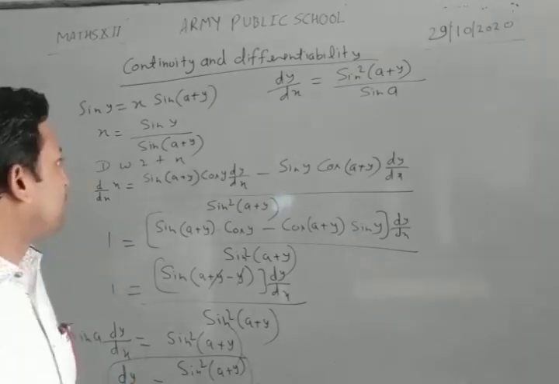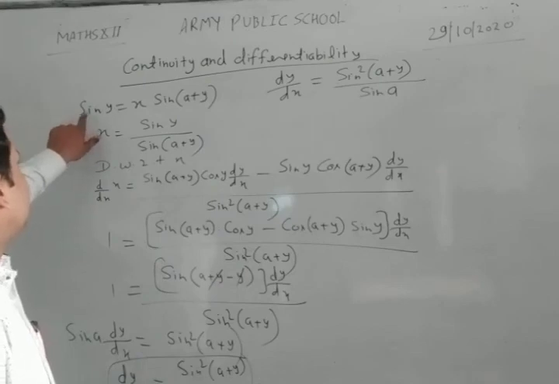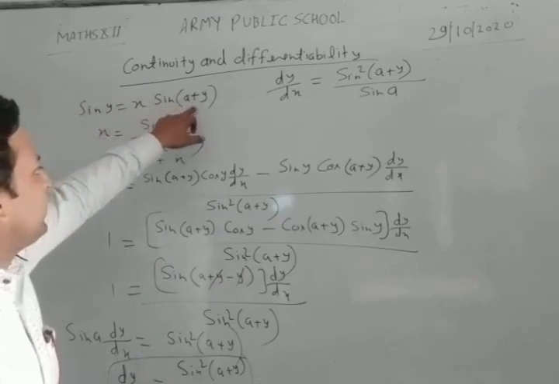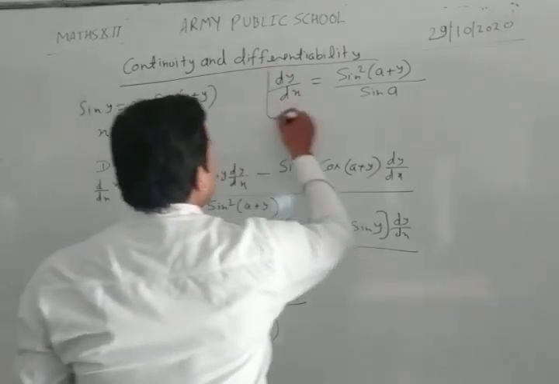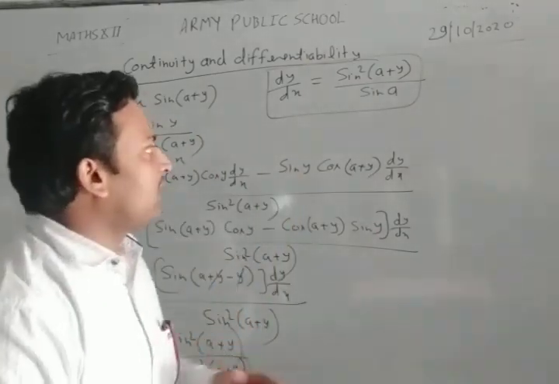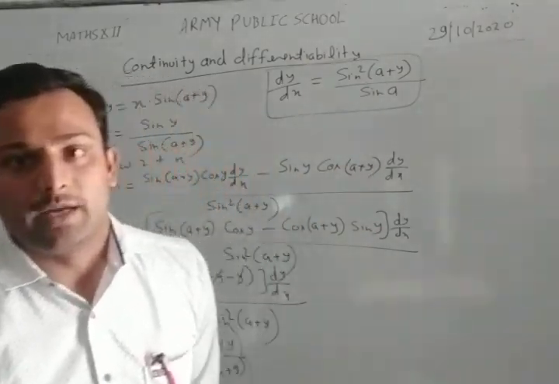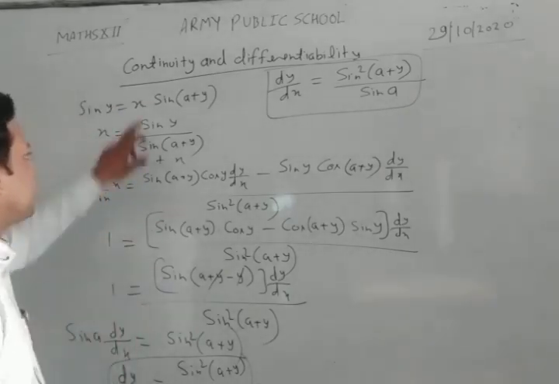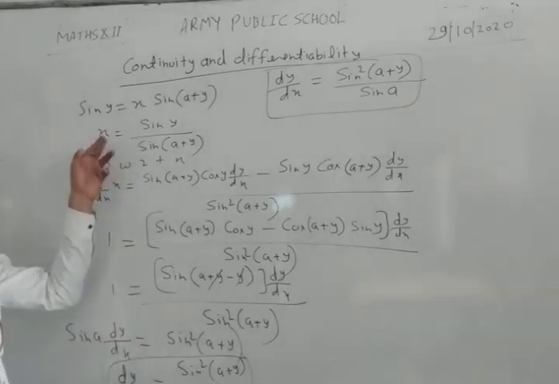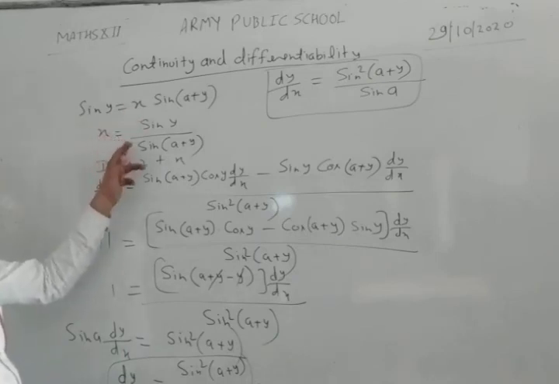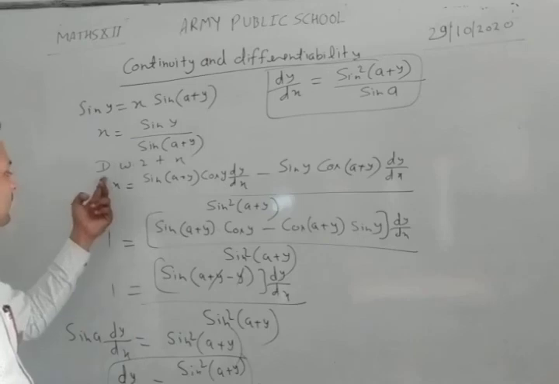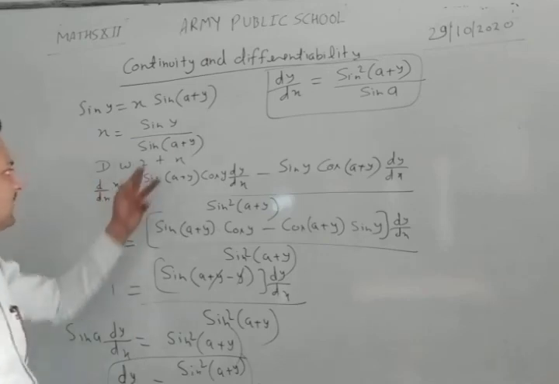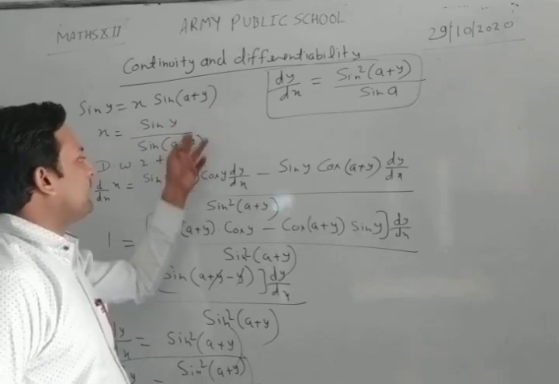Okay, so first our function is sin y is equal to x sin(a plus y), then we have to show that dy by dx is equal to sin square(a plus y) divided by sin a. We have to prove this. So what we have done, we have written this in the form of x is equal to sin y by sin(a plus y). We have sent this to the denominator, and differentiating this function with respect to x, the left hand side will be differentiation of x and the right hand side will be what? This is a function of y.